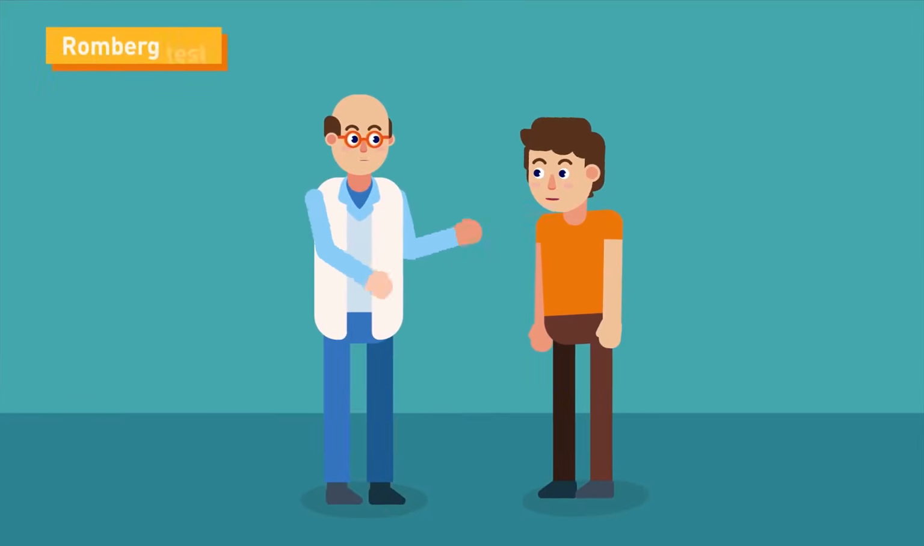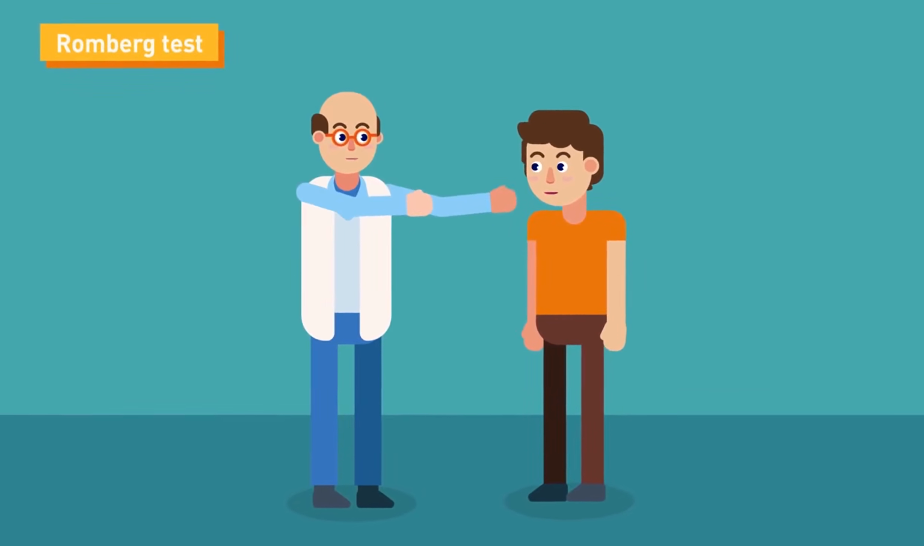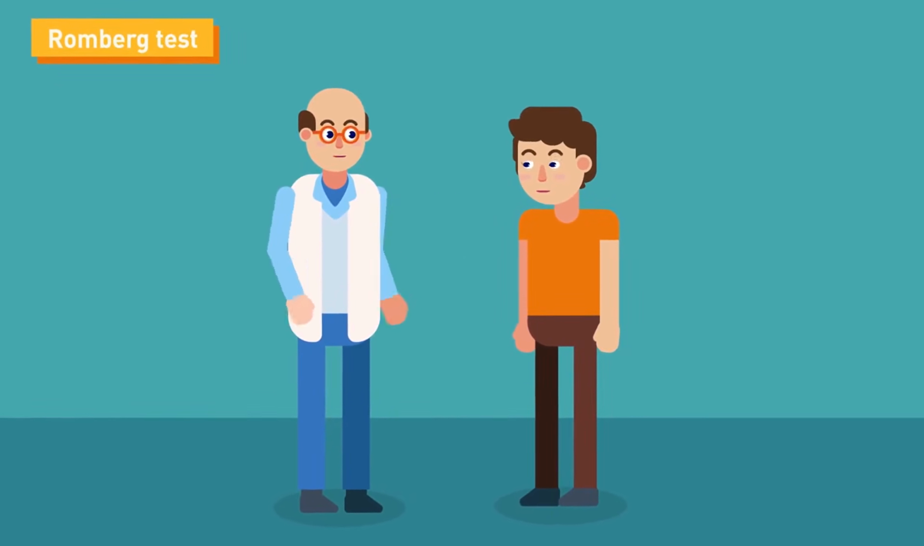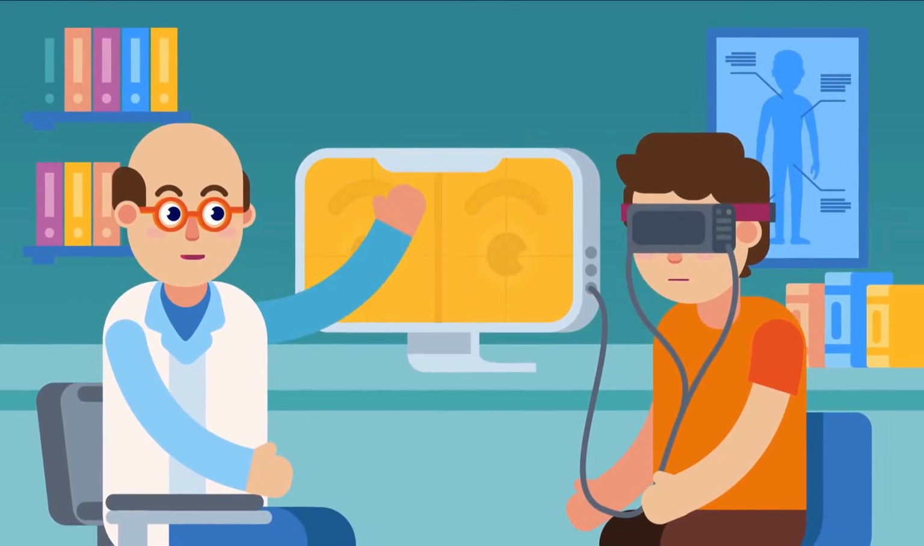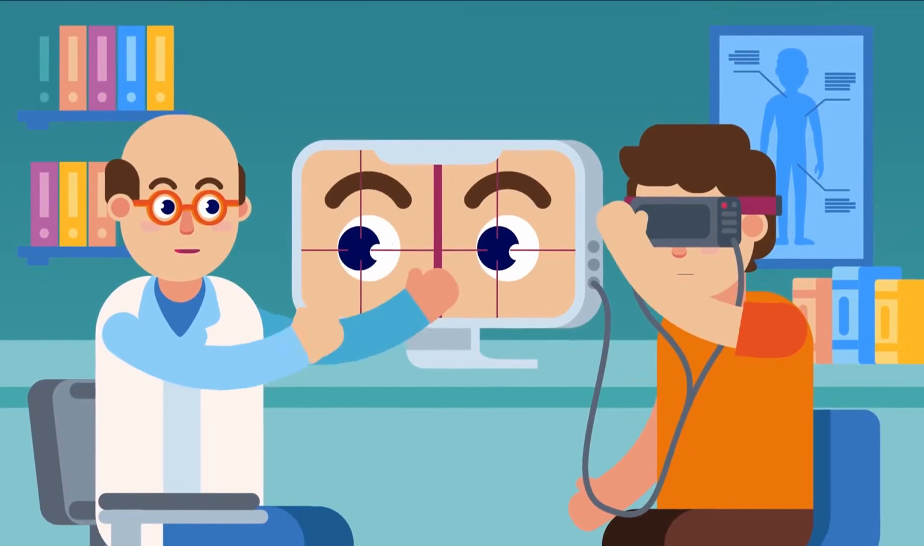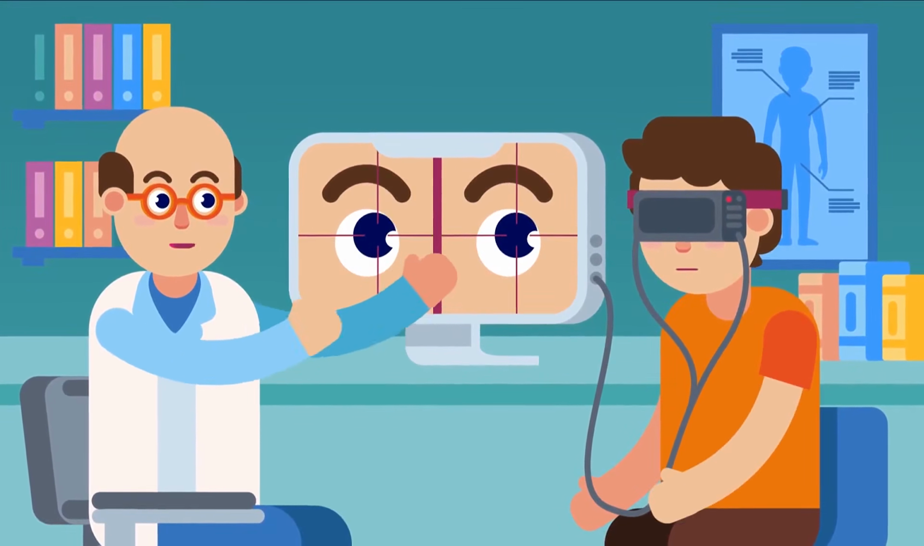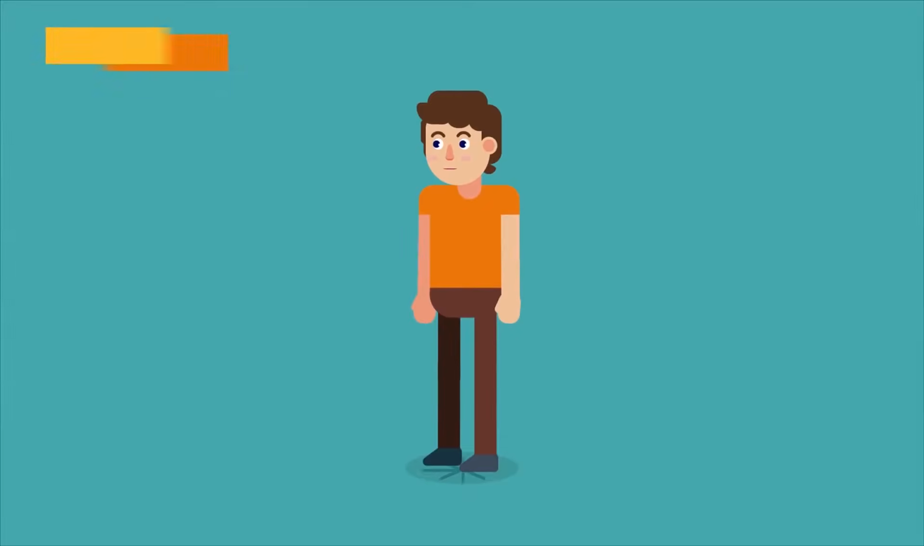3. Romberg test. The doctor will have you stand with your eyes open and feet together, then maintain your balance while your eyes are closed. 4. Vestibular testing, to check for any involuntary movements of the eyes. Nystagmus. 5.